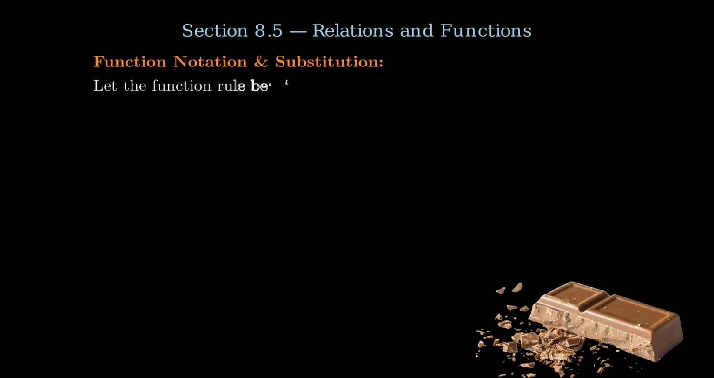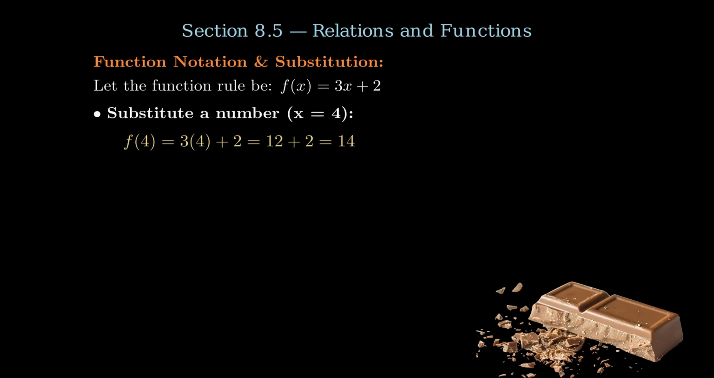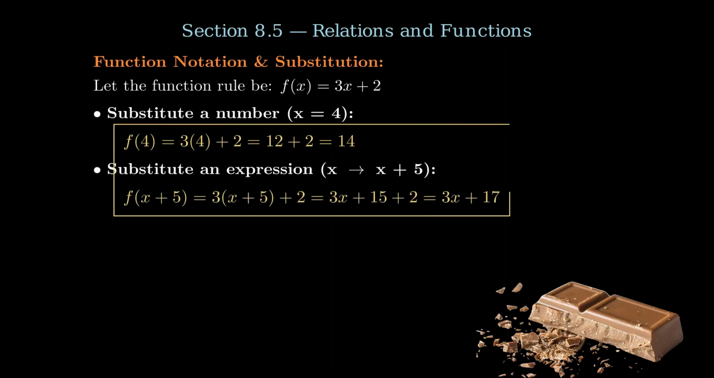When referring to a particular value of a function, you simply replace the x with that relevant number. In our machine, replacing x with 4 gives f of 4, which equals 14. Similarly, you can substitute whole expressions into a function. For example, if we replace x with x plus 5, the expression becomes 3 times the group x plus 5 plus 2.